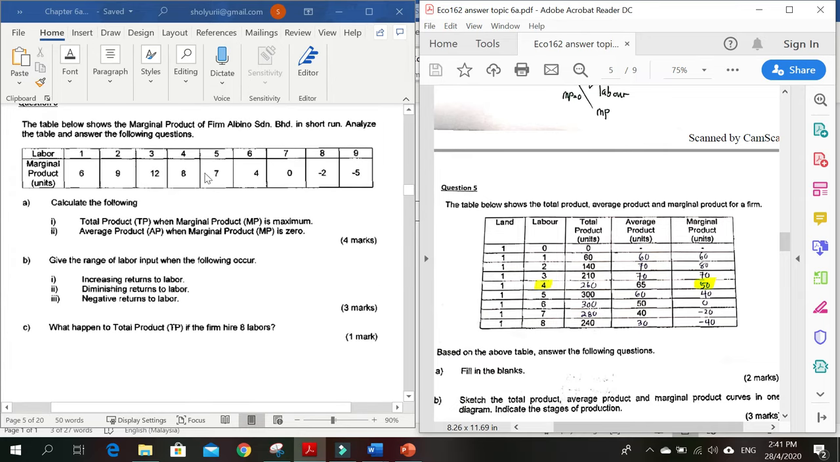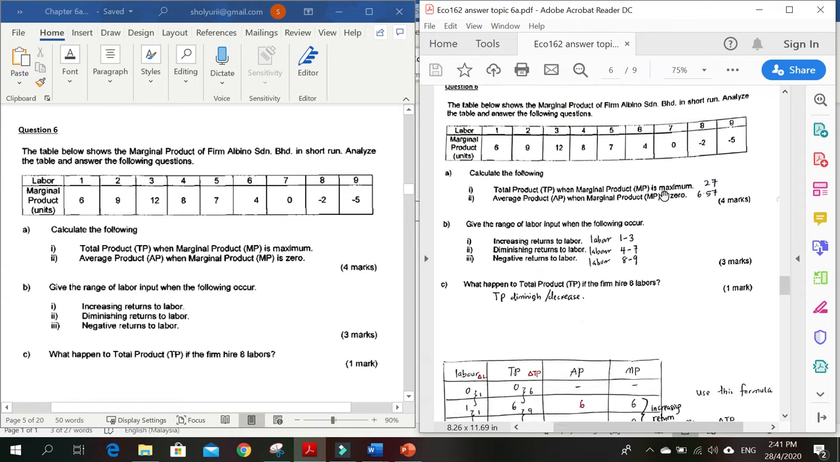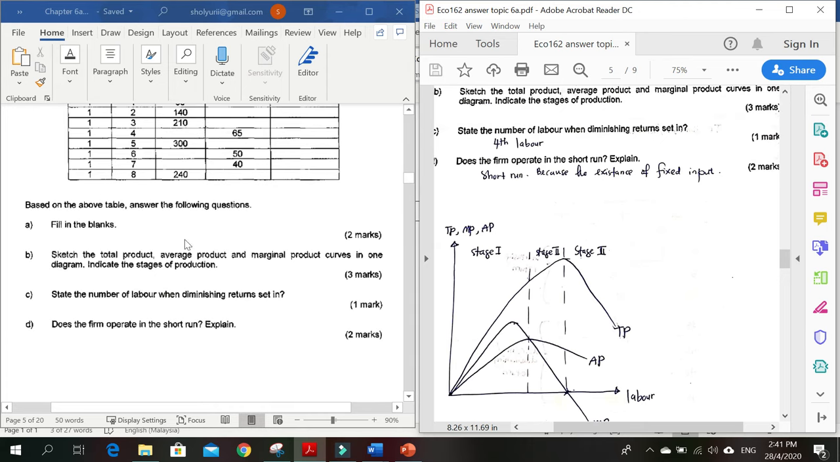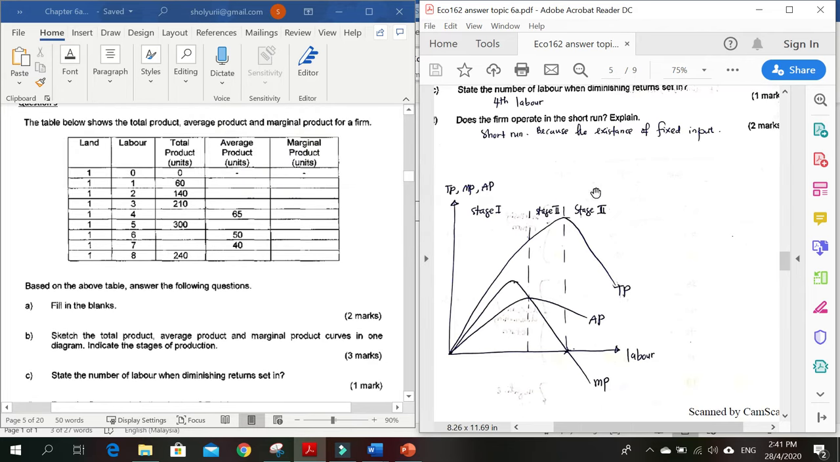I would like to explain question 6. Okay, see here guys, I undur balik. Okay, sketch. Even though this is a different question, right? In terms of sketching, it's still the same.